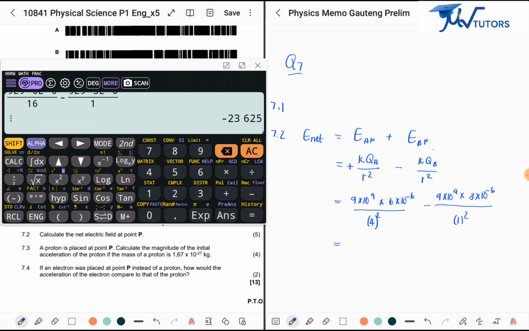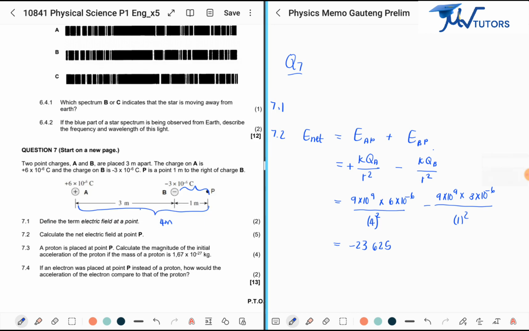Okay, so we're getting a value of negative 23,625. So what is the unit? Remember, it is force per unit positive charge, so force is Newton per charge. Now, what do they want? So the net electric field.